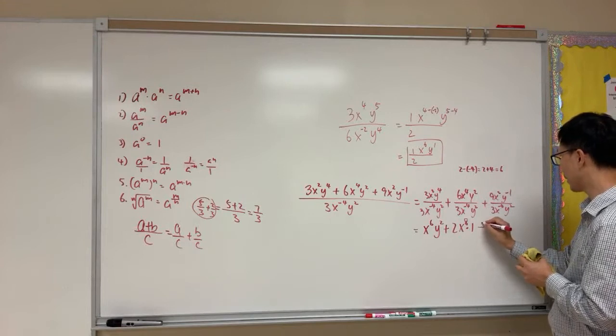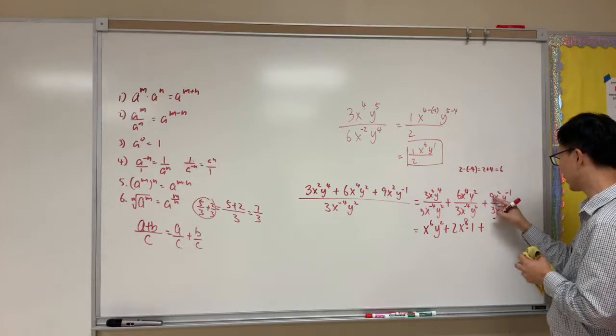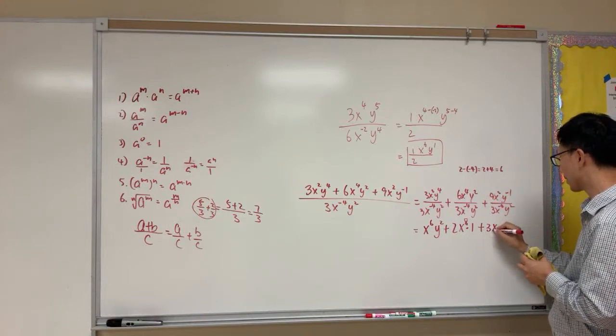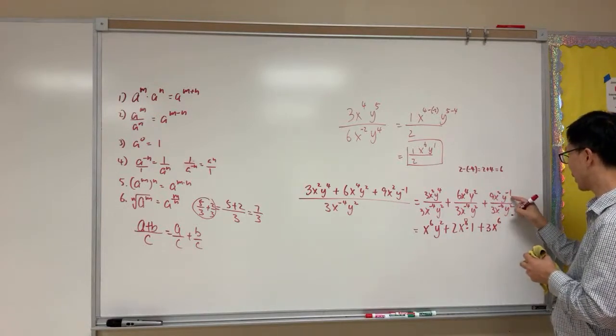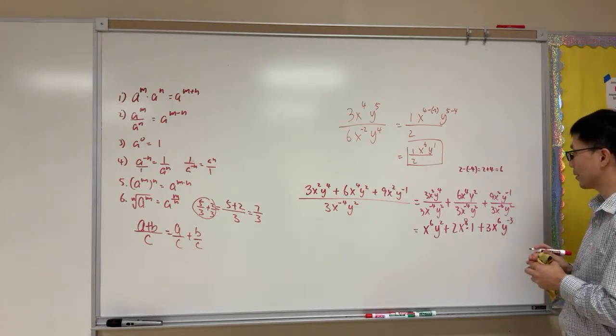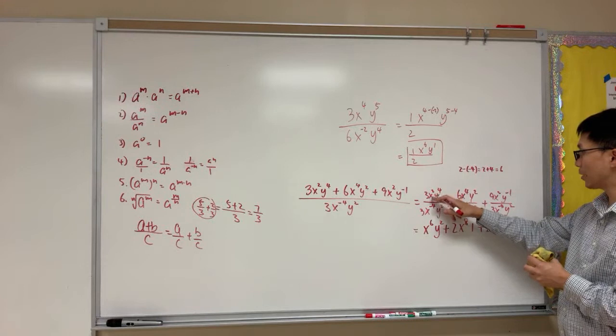And I'm going to plus, well, here it's going to be 9 over 3 is 3. 2 minus negative 4, so it's going to be 6. Negative 1 subtract 2, so it'll be y to the negative 3. So I just do each individual one.